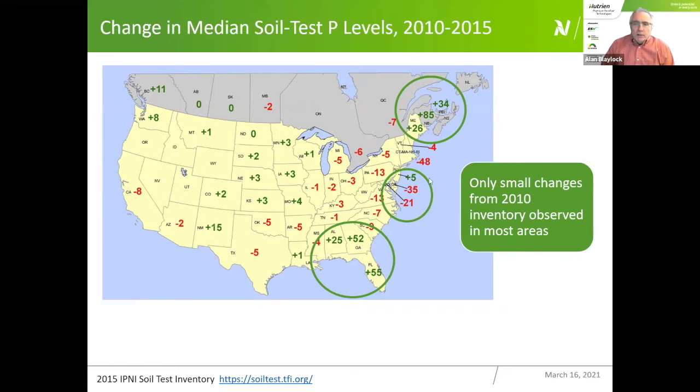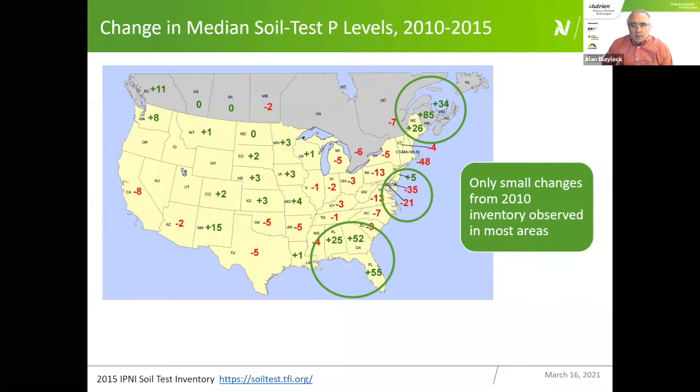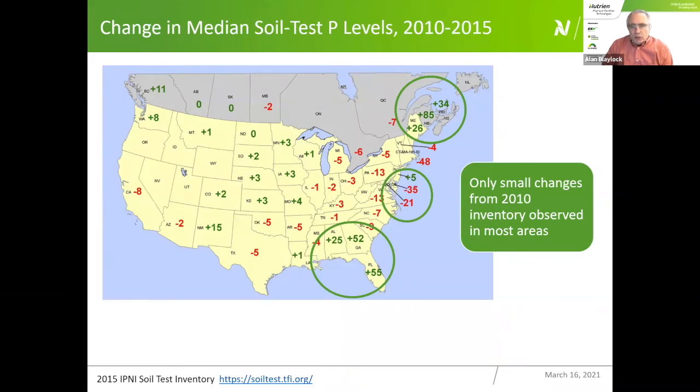All right, so another area that I noted on the map here in the Chesapeake Bay region, some pretty large decreases in the median soil test P level. There's been a lot of effort devoted to improve nutrient management in those areas and stopping runoff of nutrients into the bay. So that could be reflected in that.